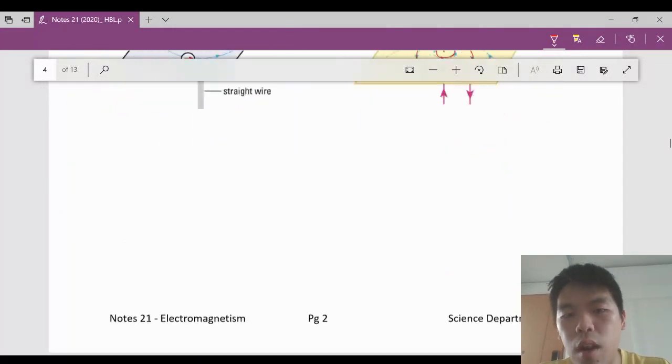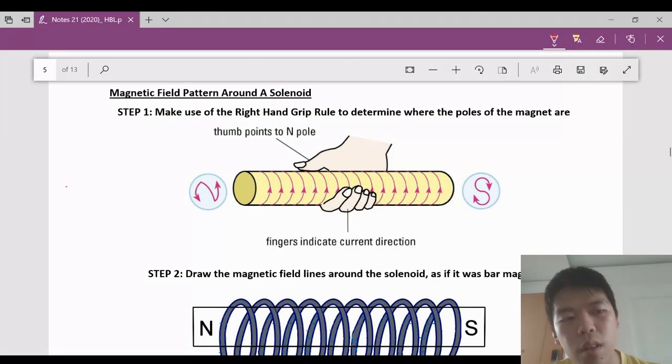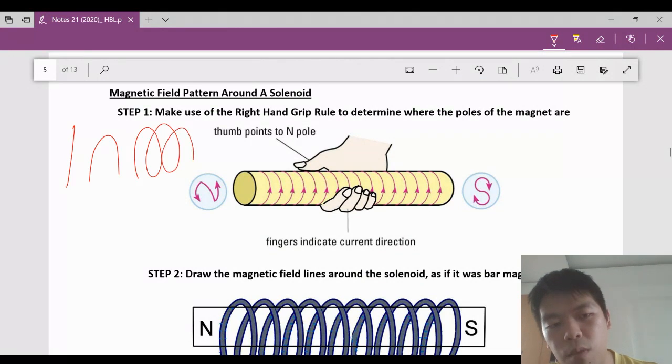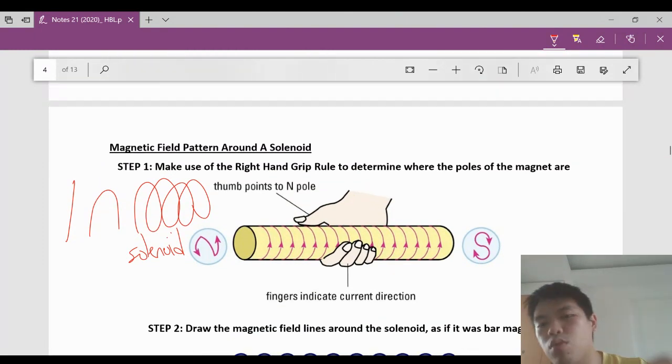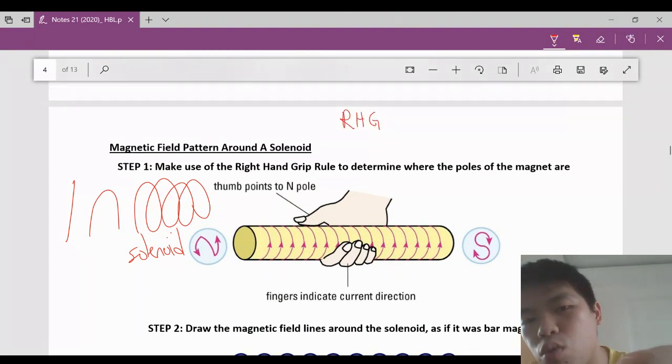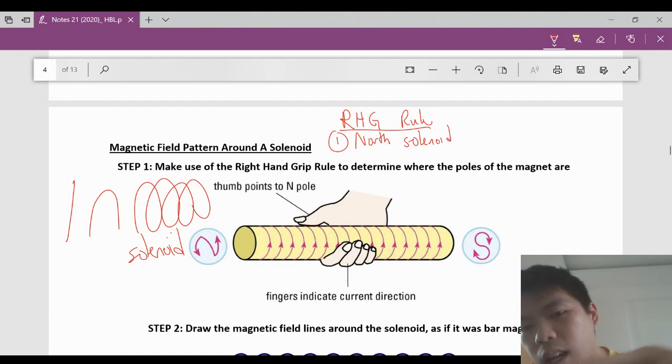Now, instead of just one coil, we started off with a wire, then a coil. What happens if we keep turning it? What we get is a solenoid. So now let's look at the solenoid itself. Previously we used the right-hand grip rule. I'd like to clarify that the right-hand grip rule can be used for two things. Number one is to identify where the north pole of a solenoid is. And another is to identify your magnetic field direction when you are using it for a wire.